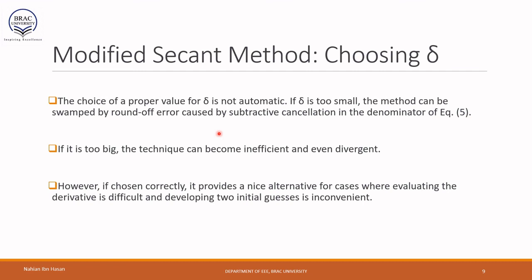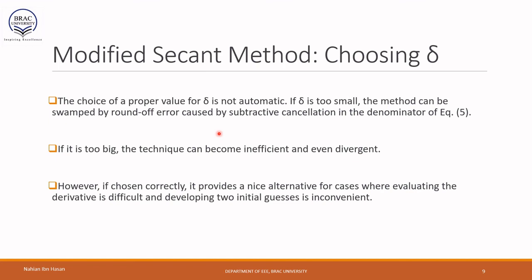If delta is too small, the method can be swamped by round-off error caused by the subtractive cancellation in the denominator. So delta cannot be too small, and it cannot be too big, because if it's too big, it will cause an inefficient method and it will diverge. So we have to set delta by trial and error, because once delta is not properly set, the method will not converge and it will diverge. So we have to be careful of the parameter delta whenever we are using the modified secant method.